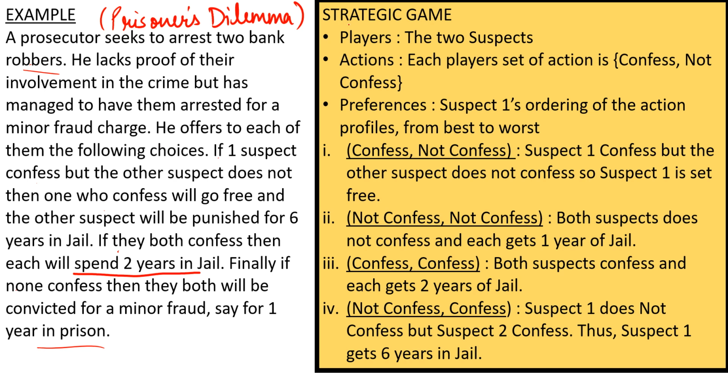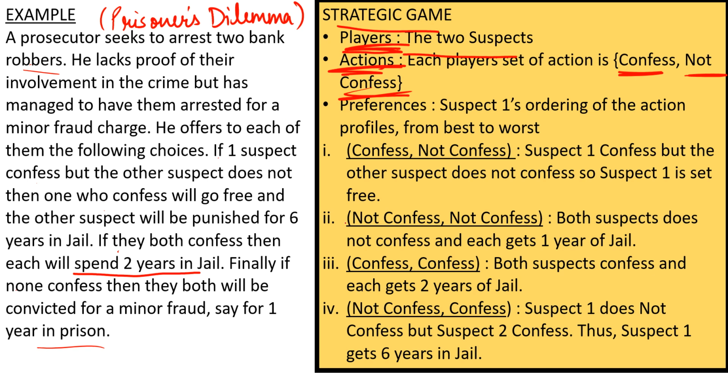Now, from this, if you want to form the strategic game in a proper form, we can ask: what is the number of players? 2. And who are those 2 players? Those are the 2 suspects, because they need to take some decisions. Then what are the actions for those suspects? They will have to choose either of the 2 options, either to confess or not confess. So the set of actions is confess, not confess.